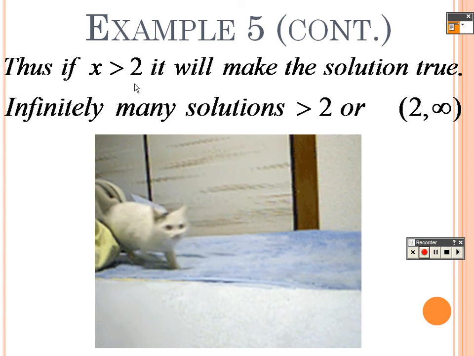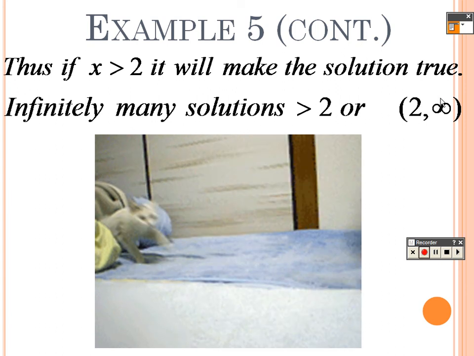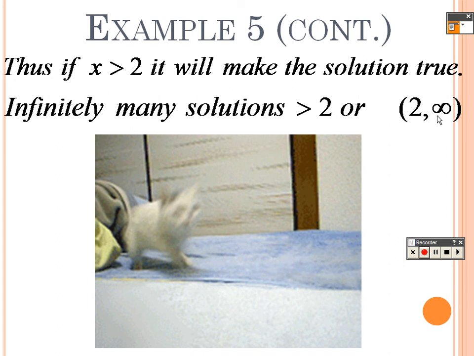So how would you write that? Well, you go from low to high, any number greater than 2. So 2 at the bottom, and then it goes on forever, which is why that's infinity right there.